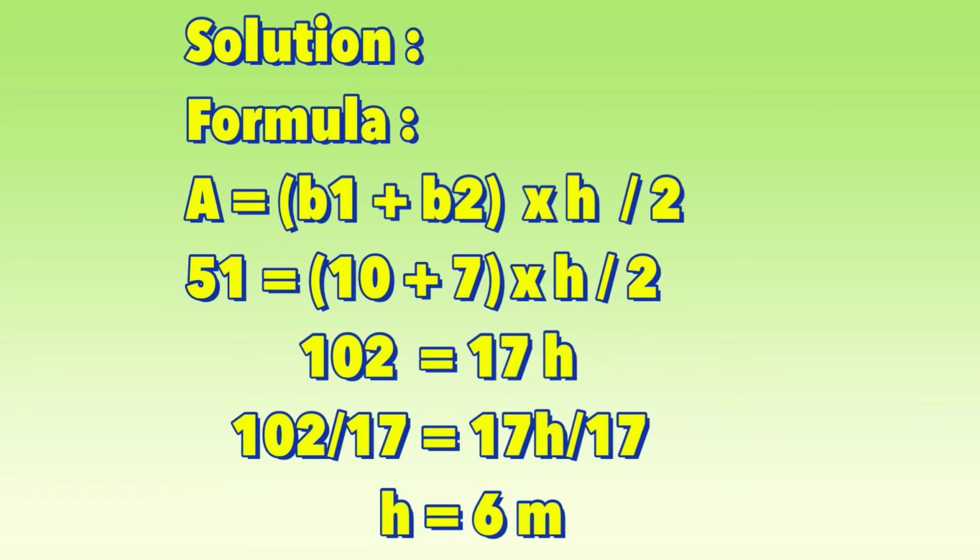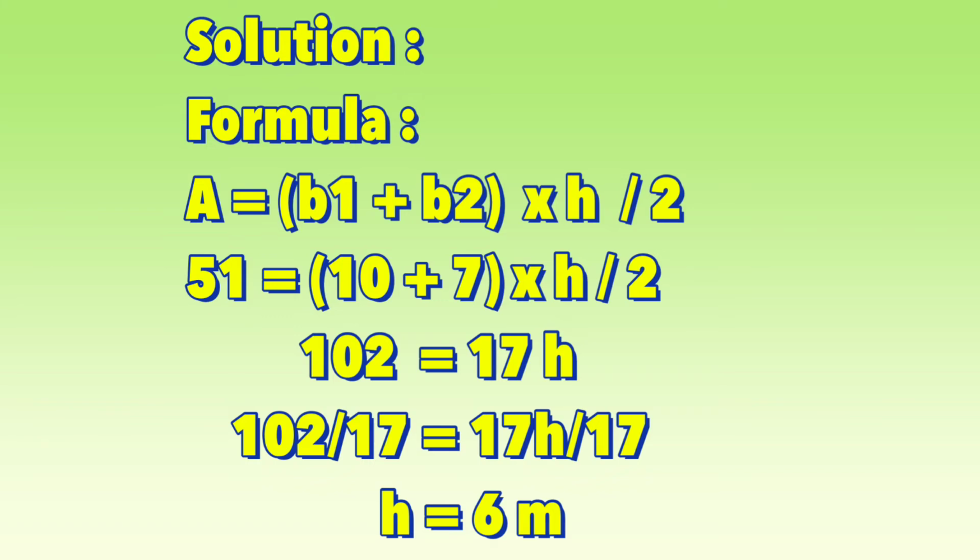To solve this, we have to use again the formula of the trapezoid. First, we're going to write area equals base of 1 plus base of 2 times height over 2. The next thing we do is to substitute the values. Base of 1 given is 10 meters, and base of 2 is 7 meters. Then times the height. Since height is not given, we just write the letter h. It stands for the height, over 2.